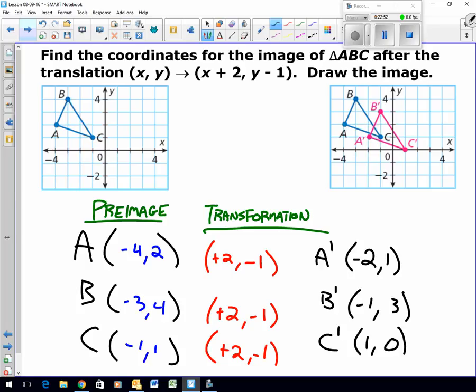All right, now, I already drew this for you. If you go to -2, 1, you get A prime. -1, 3, you get B prime. 1, 0, you get C prime. So there's the translation. That's pretty much the substance of today's lesson. Over here, I get the image.